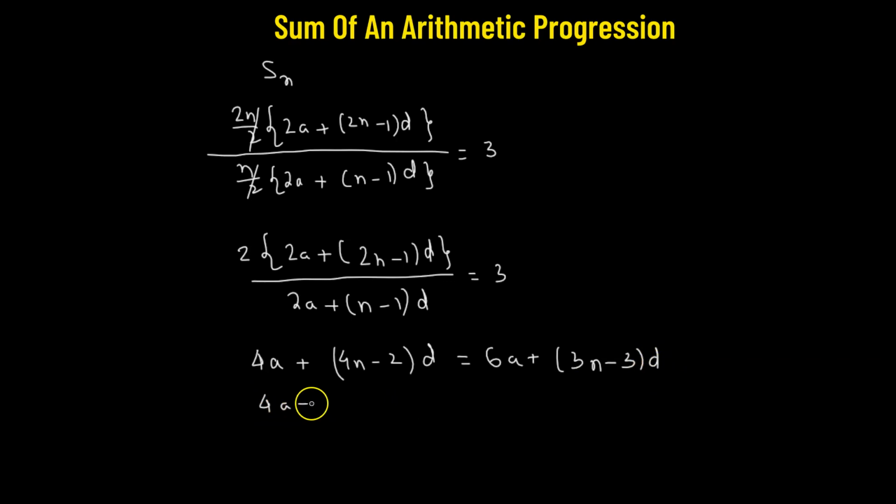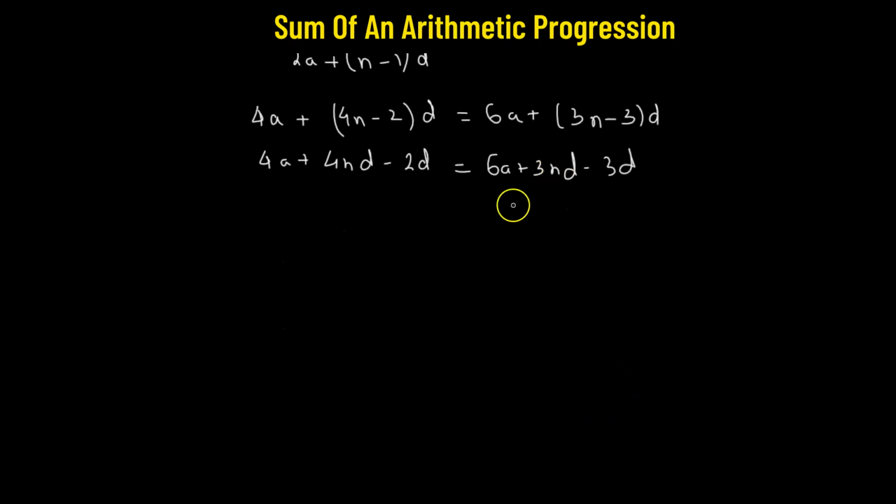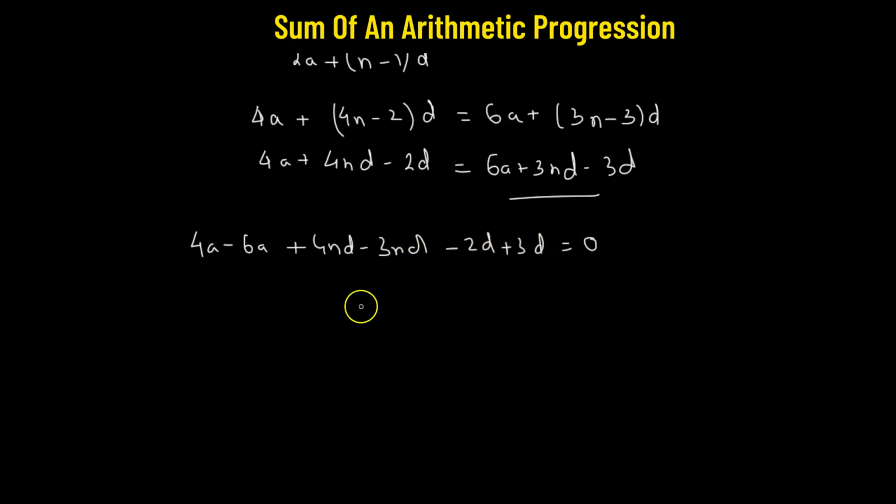Now we have 4a plus 4nd minus 2d equals 6a plus 3nd minus 3d. So we can transpose all these three terms from the right hand side to the left hand side. So we will have 4a minus 6a plus 4nd minus 3nd, then negative 2d plus 3d, and this equals 0. So 4a minus 6a is negative 2a. 4nd minus 3nd will be positive nd. Then we have negative 2d plus 3d, so that will be simply d. This equals 0.